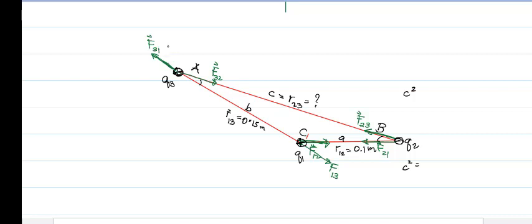This is F31. So you need to solve for F32 and F31 using Coulomb's law, and then find the net force. Again, apply the component method that you've learned in your previous physics course.